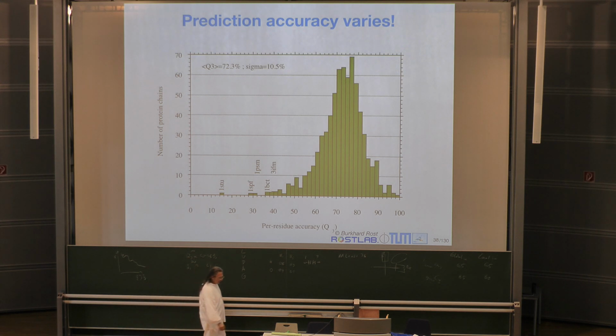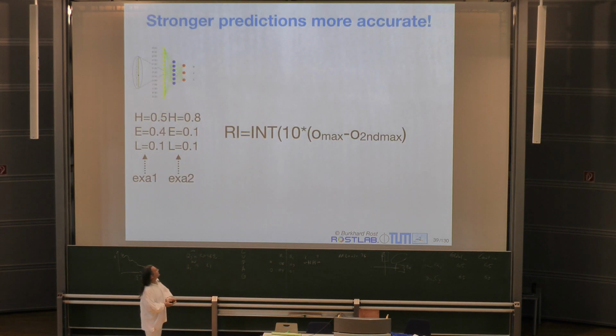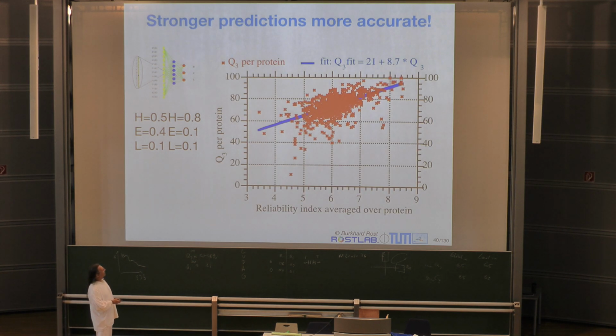And this is what I try to put into a signal. I refer to the signal as the reliability index. Essentially it is sort of scaling the probability. What I show here is this reliability index versus per-protein performance. And you see that, okay, there are many outliers, but you also see that there is some signal, okay? Proteins with a higher average reliability index tend to be predicted better.